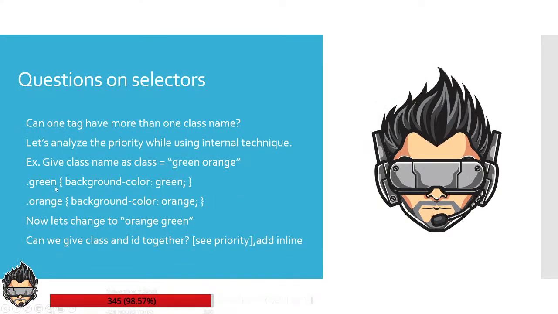See, in make me green, what we did was we created a background color as green, whereas in orange we made the background color as orange.